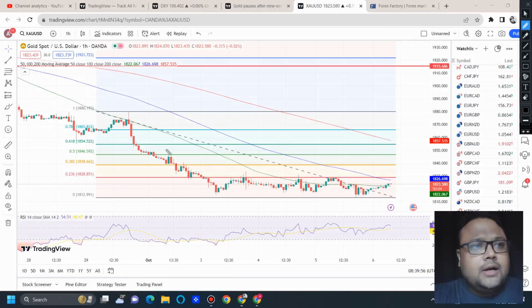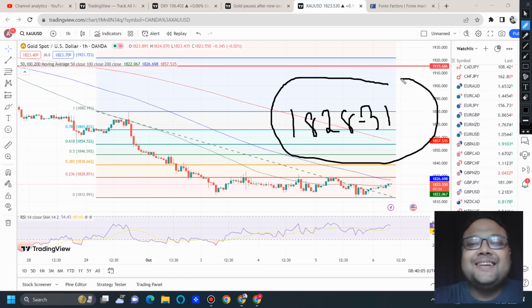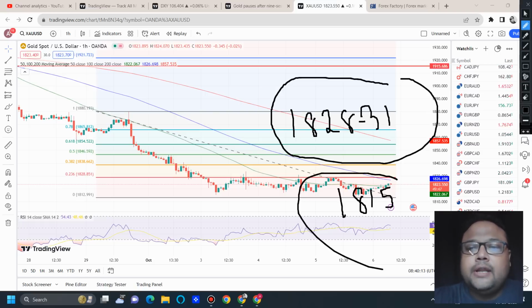The range of gold is still the same here. We can clearly see 1828 to 1831 is the resistance for the market right now, and around 1815, 1814 we are seeing some temporary support of the market. Keep in mind the range will not work after news. This is a weak range, as the volume is very low right now. The market is waiting, as a result it is working. Every market has different levels, but the strength of each and every level is different.